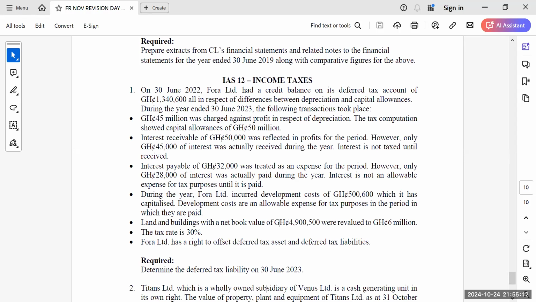45 million was charged against profit in respect of depreciation. The tax computation showed capital allowance of 50. What is happening there? The tax authority is giving us 5 million in excess, isn't it? Yes, sir. And the entity is enjoying the 5 million now. In the future, this 5 million will not be there. So the first temporary difference is the difference between the carrying value and the tax base.